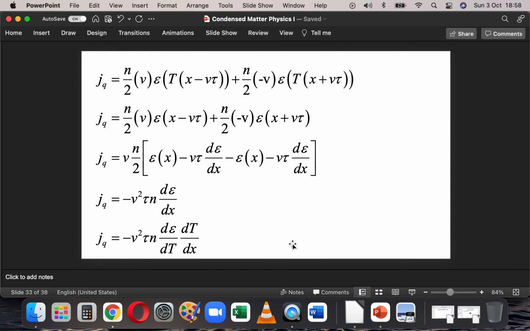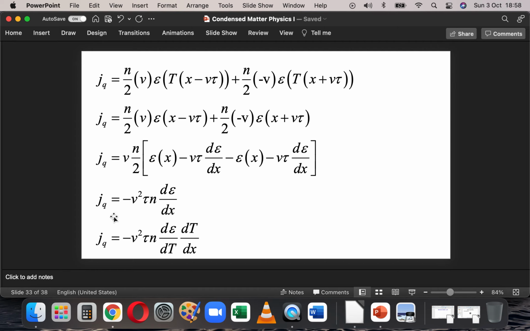So I can now write the thermal current as a sum of these two contributions, and we are going to make an expansion of this term with respect to x. But to simplify matters, I will remove the T for now, and just write it as the energy of x minus vτ and energy of x plus vτ, and we will put back the T later on. Then I do a simple Taylor expansion for both these terms.